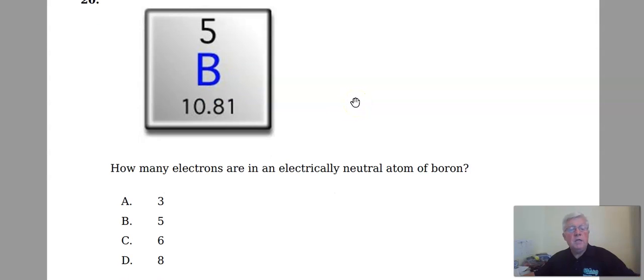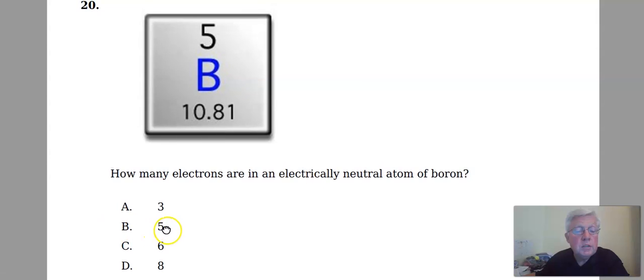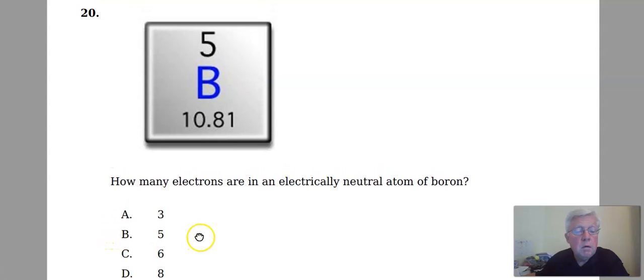How many electrons are in an electrically neutral atom of boron? How many electrons? Electrically neutral, if it has 5 protons, it has 5 electrons. The best answer is B, 5. Matches up. 5 protons, 5 electrons.